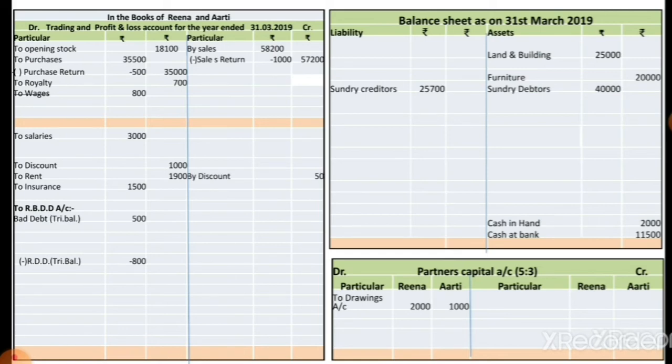Next, discount received is an indirect income, so it is recorded on the profit and loss account credit side. Next, commission is also an indirect income, so it is recorded on the profit and loss account credit side, directly in the outer column, amount is 250. And last one, the opening balances of the capital. Reena's contribution is 50,000 and Arti's contribution is 30,000. So student, here our trial balance posting is completed.